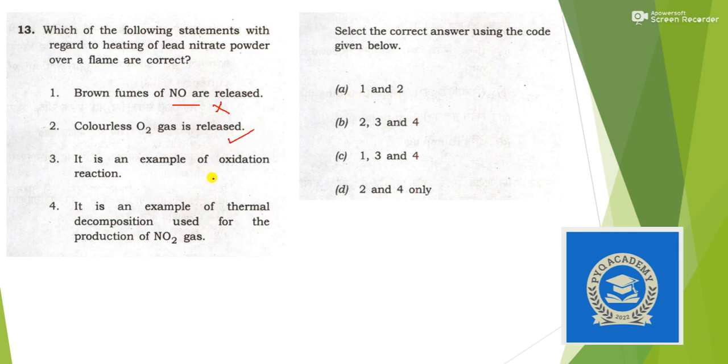Then it is an example of oxidation reaction. No, it is an example of decomposition reaction. Then it is an example of thermal decomposition. Yes, so this is true. Now it was possible without knowing the exact figure or reaction. You can see the contradiction here. On one hand it is saying oxidation and here it is saying decomposition, so only one of them will be true. On one hand it is showing that NO2 should be there, here it is saying that NO should be there, so either NO or NO2. In this way you can eliminate and reach the answer without knowing the exact concept also. The options are framed in that way, so the answer here should be option D, 2 and 4.